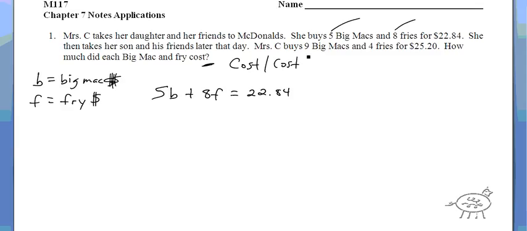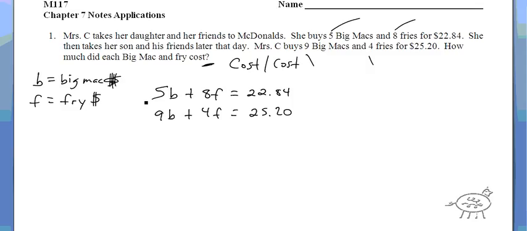And so the second equation is just the same thing. It's 9 Big Macs and 4 fries, so 9 times the cost of a Big Mac plus 4 times the cost of a fry is equal to $25.20. Alright, so that actually gives us another point for setting up the equations. And then basically, this is just like an old equation from back in the day. You have to solve it using either elimination or substitution.